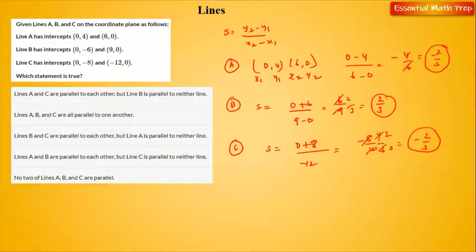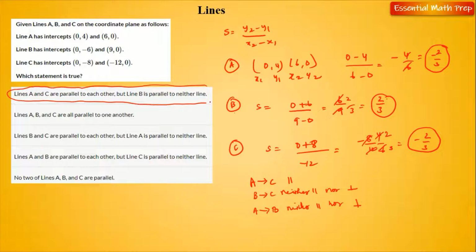So again, if you make comparisons between A and B, B and C, A and C, then you see that A and C are parallel because they have the exact same value. B and C are neither parallel nor perpendicular. And we have A and B. They're also neither parallel nor perpendicular, right? So we know lines A and C are parallel to each other, but line B is parallel to neither line. And that is the correct answer because that exactly captures our inference of what's happening.